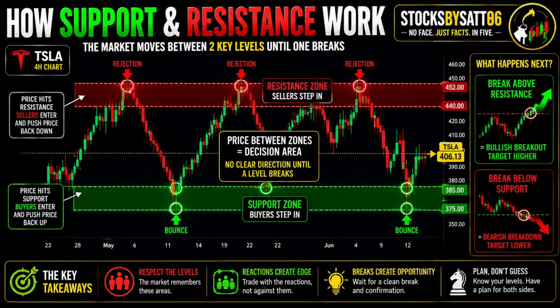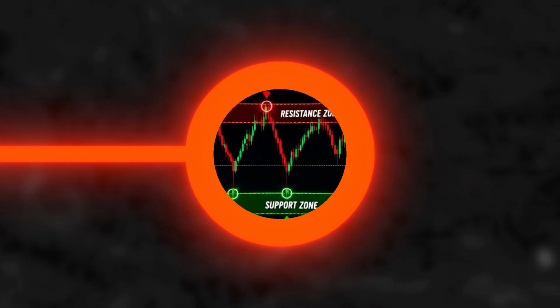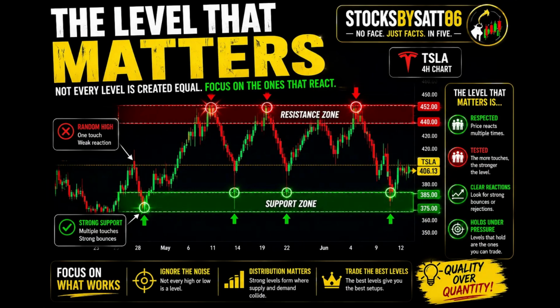Not every high is resistance, and not every low is support. The strongest levels are tested, respected, and obvious to traders. If price keeps bouncing from the same area, that support matters. If price keeps rejecting from the same area, that resistance matters. The level matters because the market keeps reacting to it. When price hits resistance, sellers may enter and price may move back down. When price hits support, buyers may enter and price may move back up.